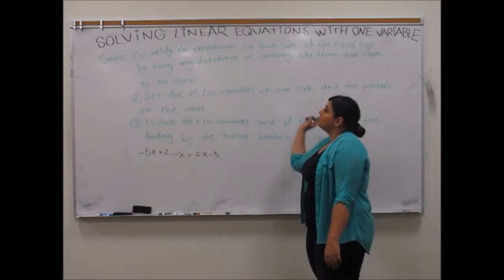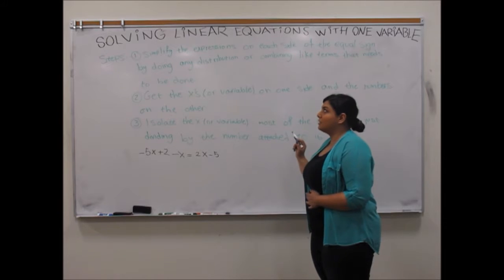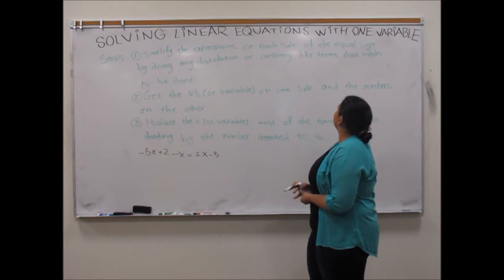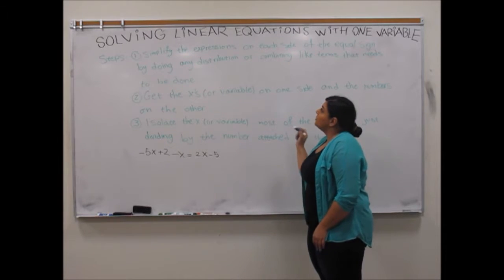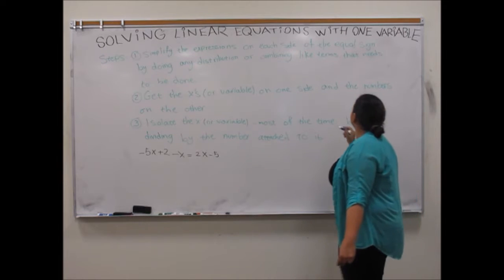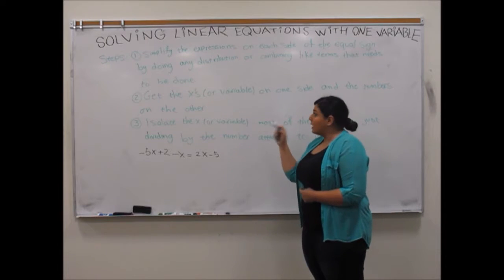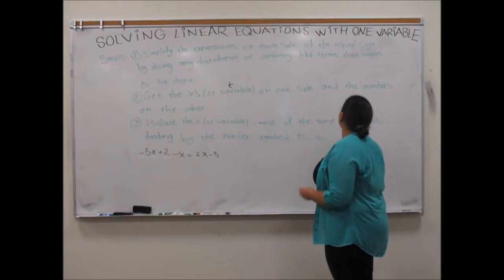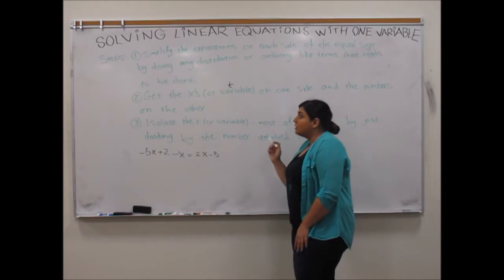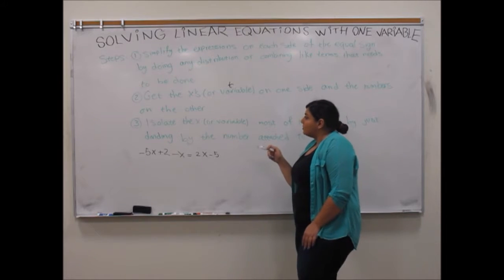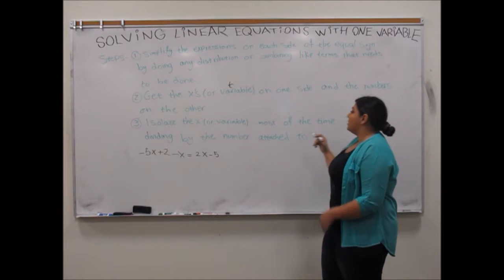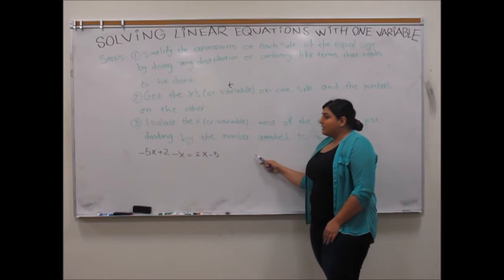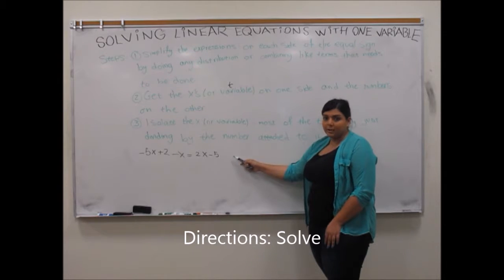Okay, so let's go over the steps, generally speaking. So first one is simplify the expressions on each side of the equal sign by doing any distribution or combining like terms that need to be done. Second one is get the x's or variable, for example t, on one side and the numbers on the other. 3. Isolate the x or variable most of the time by just dividing by the number attached to it. So I'm going to let you guys go over this and try to do it.